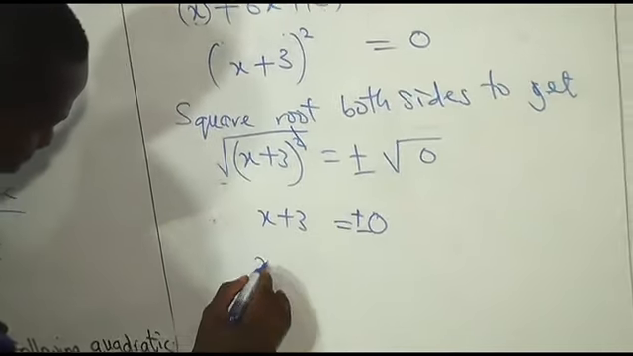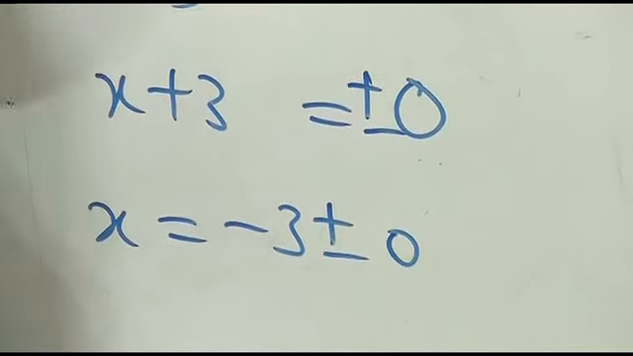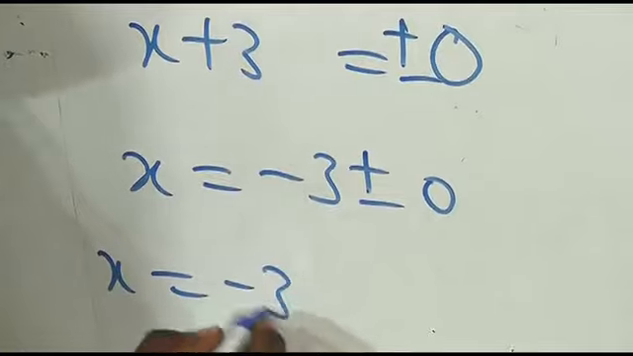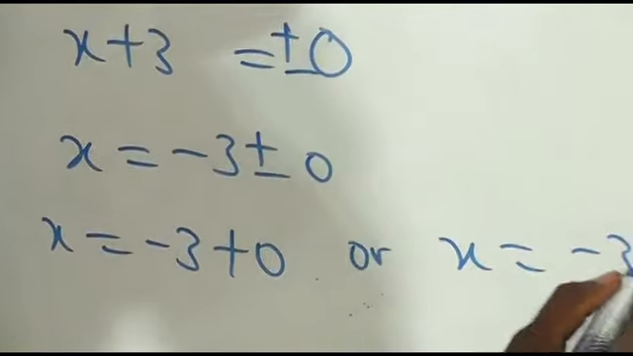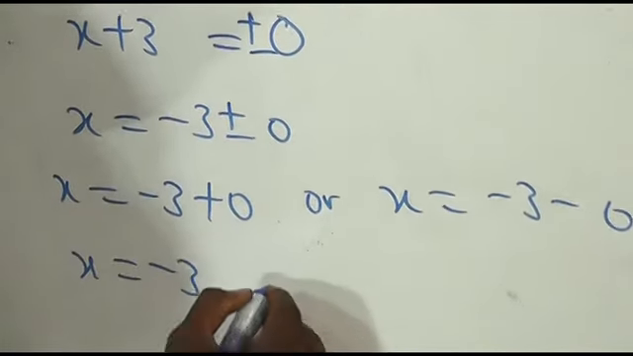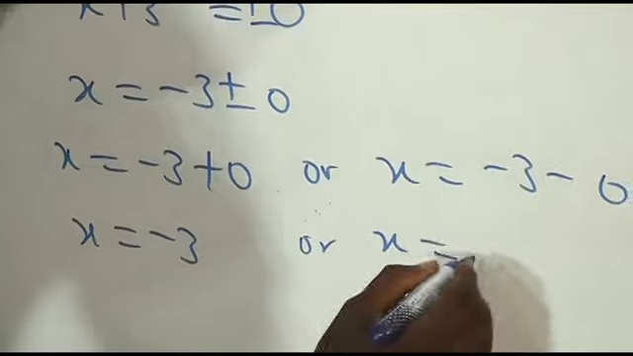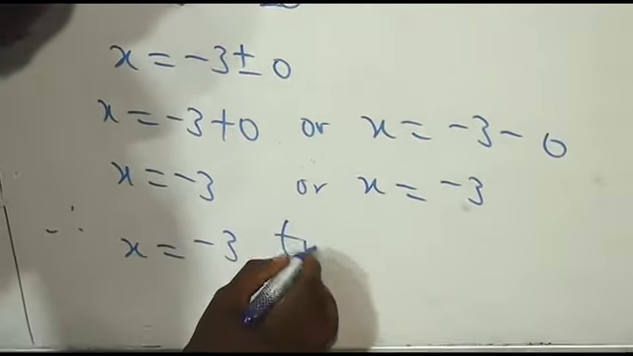What that means is that you have x now to be equal to minus 3 plus or minus 0. So it means x is equal to minus 3 plus 0, or x is equal to minus 3 minus 0. And that will give you x equals minus 3, or x equals minus 3. So x is equal to minus 3 twice.